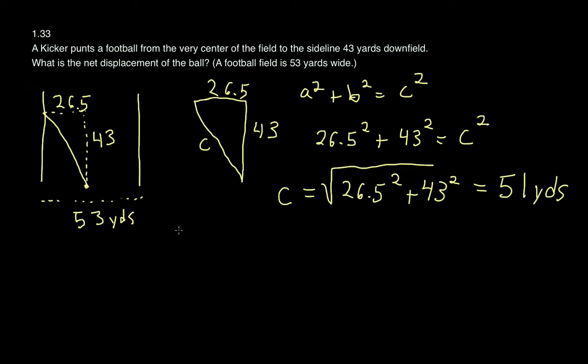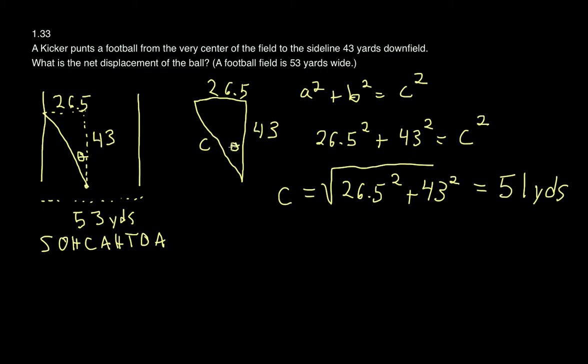And now we're also asked to calculate the angle at which it kicks it. So we're asked to calculate this angle right here. So if you remember SOHCAHTOA, right? So sine is opposite over hypotenuse, cosine is adjacent over hypotenuse, and tangent is opposite over adjacent. And so this angle is the same thing as this angle over here. So remember, I just redrew it.